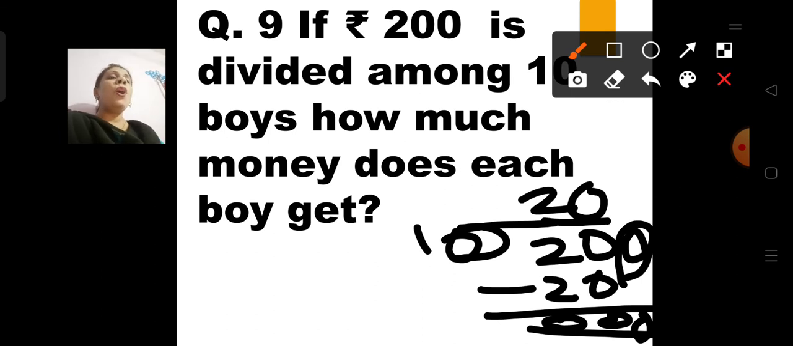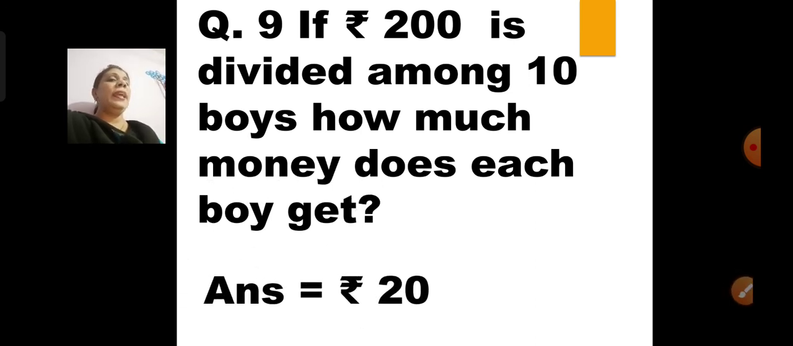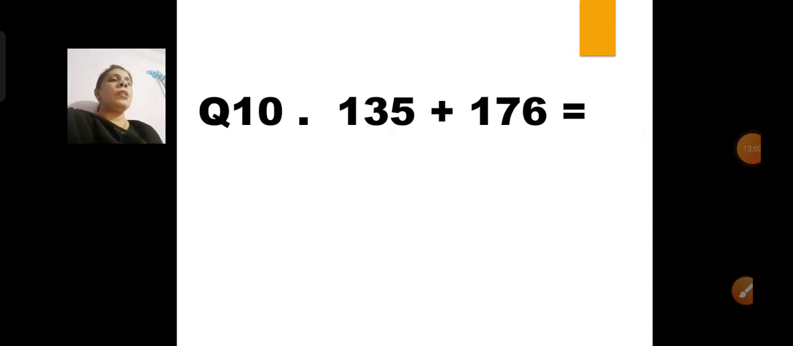Understood? So how much money does each boy get? Rupees 20. Each boy will get 20 rupees. So if I divide 200 among 10 boys, each boy will get rupees 20. Understood? Now question number 10.